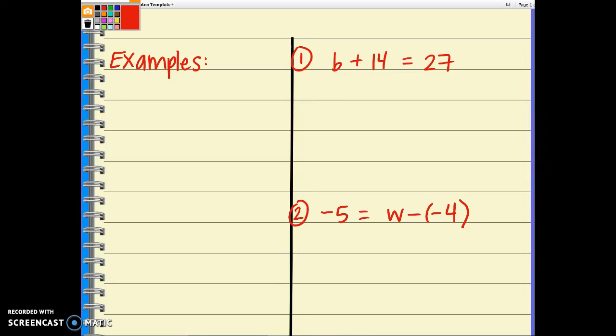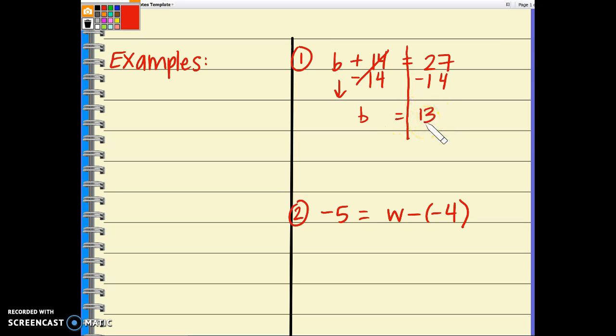Let's try some examples. So number 1, we have b plus 14 equals 27. For right now, we can draw the line through the equal sign. To get rid of a positive, we subtract, because the inverse of addition is subtraction. Subtract 14 from both sides. This cancels out. Bring b down. We get b equals 13.